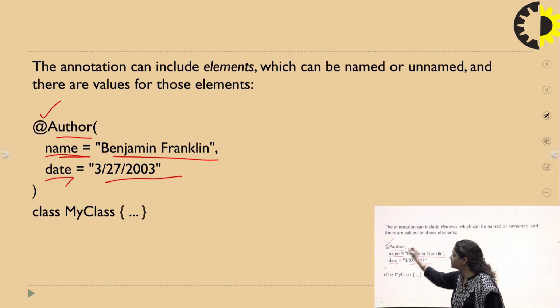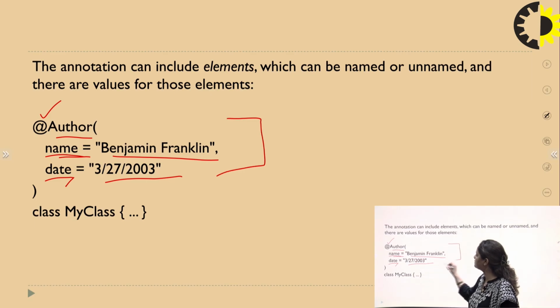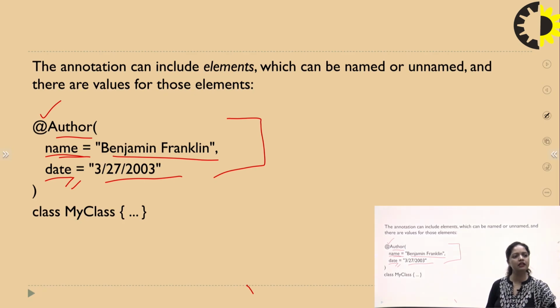Okay, and this is the annotation, which is not a coding part of a Java program, but can be used above our class declaration. This will show that wherever this author name and date is being used in the program, it will be declared to be Benjamin Franklin, and the date will be 3/27/2003. Wherever it will be used in the class.